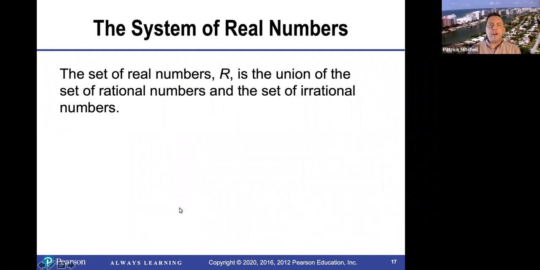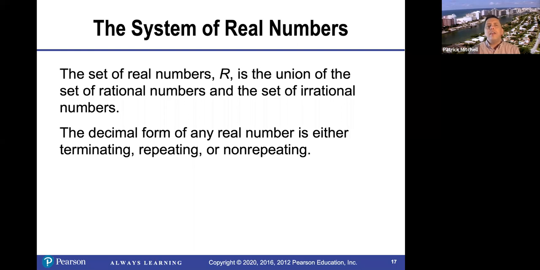All right, so now let's talk about real numbers. The set of real numbers R is the union of the set of rational numbers, remember, those are numbers that can be written as fractions, and the set of irrational numbers. So the union of rational numbers and irrational numbers gives you the set of real numbers. The decimal form of any real number is either terminating, repeating, or non-repeating, like the square root of 2, or pi, which is another example of an irrational number.